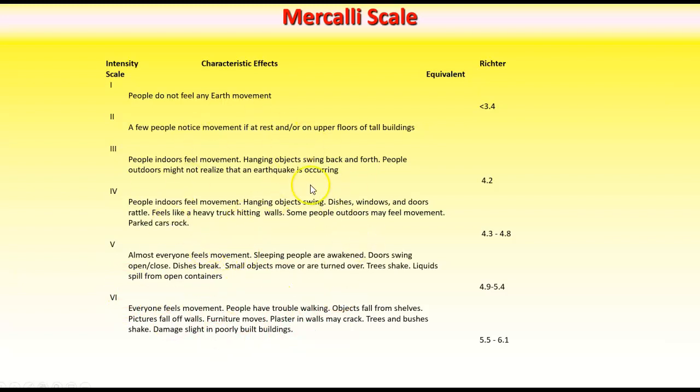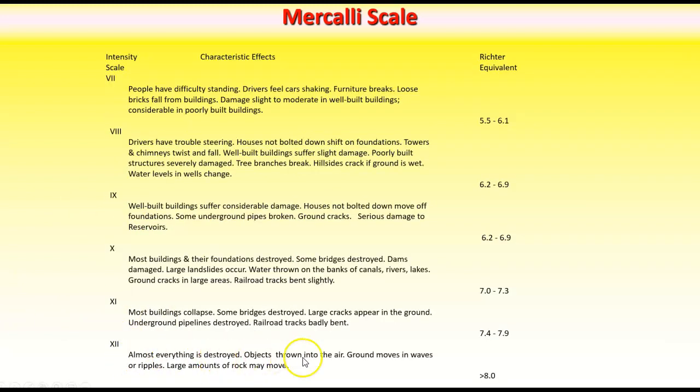And so you can read through these if you so choose. I think in the lab, I asked you to actually go through and identify some of these. But it goes all the way up to 12. Almost everything is destroyed. Objects thrown in the air, right? All that kind of stuff. And they're equating that with something greater than an 8 magnitude on the Richter scale.